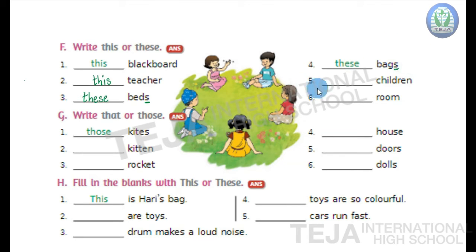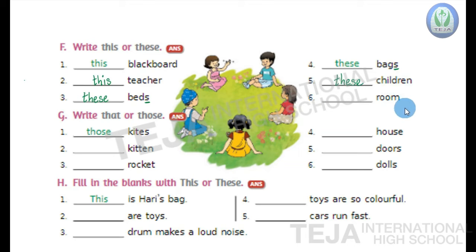Next, fifth one, children, dash children. If only one is there, we call it a child. If a group of children are there, that is, a number of children are there, then we call it children. If more than one child is there, then we call them children. Children is the plural form of child. So write these here in the blank. T-H-E-S-E, these.